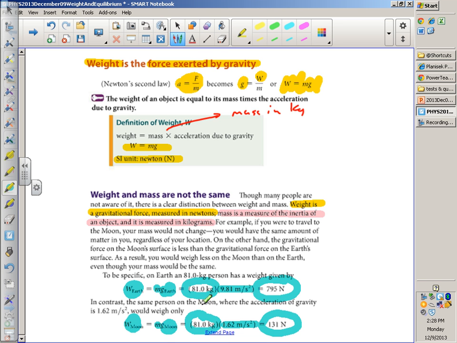Not because it's a different object, but because the effect of gravity is different on Earth than it is on the moon. So weight, being a gravitational force, depends on how much gravity we're talking about. But mass, being just the amount of material that makes up an object or its inertia, doesn't depend on where we're located. Okay? Margo, question, or are you good?